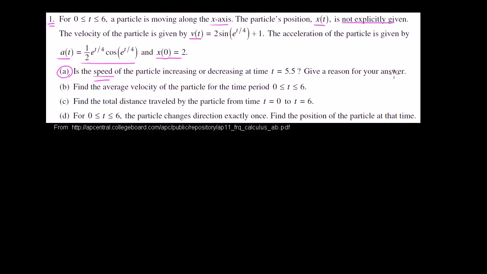It looks like they did something a little sneaky here, because they gave us a velocity function and then they asked about a speed. And you might say, wait, aren't those the same thing? And I would say, no, they aren't quite the same thing. Velocity is a magnitude and a direction. It is a vector quantity. Speed is just a magnitude. It is a scalar quantity.